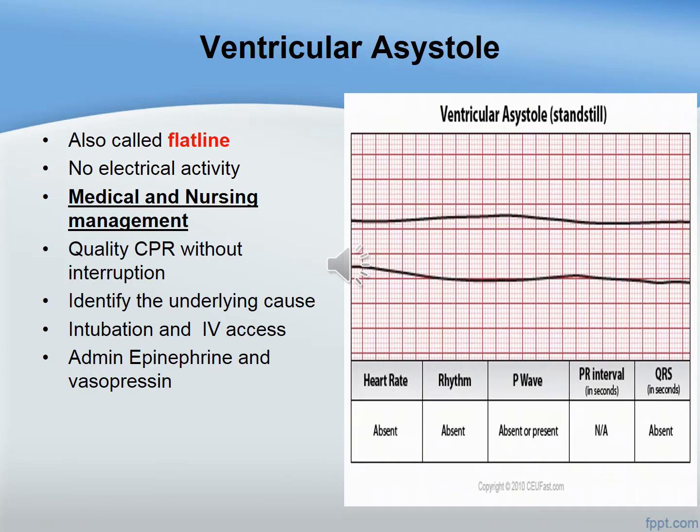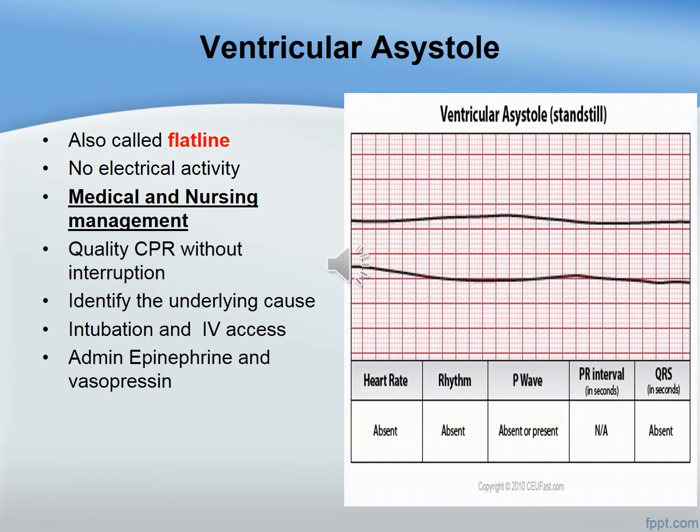Medical and nursing management is that we need to give quality CPR without interruption. Identify the underlying cause, such as if the patient is hypoxic or is in acidosis or has an electrolyte imbalance or hypovolemia, where there's a decrease in volume, coronary or pulmonary clot. Then we need to treat that as soon as possible, because the rhythm is not going to get any better if you don't treat the underlying cause.